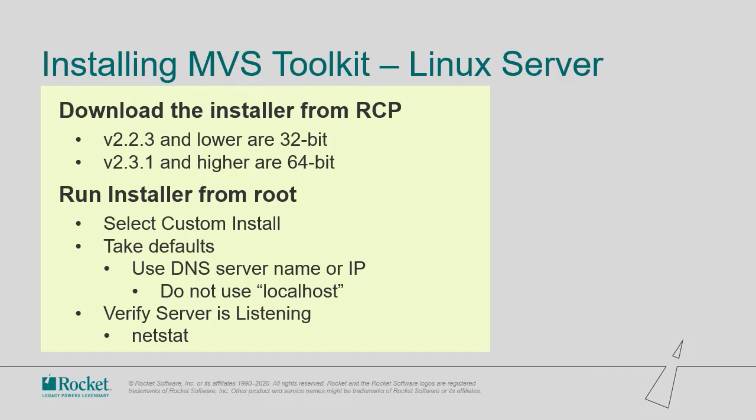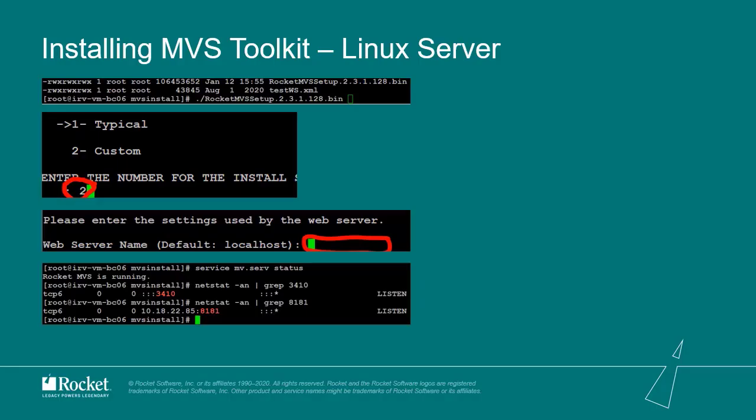As with the Windows installer, the installation is relatively easy. In the following slides, I'll show you screenshots of where I did not take the defaults in the installer. First thing you'll need to do is set execute permissions on the installer. So do a chmod 777 rocket mvs setup.whatever. Then run the installer with a ./ in front of the name.